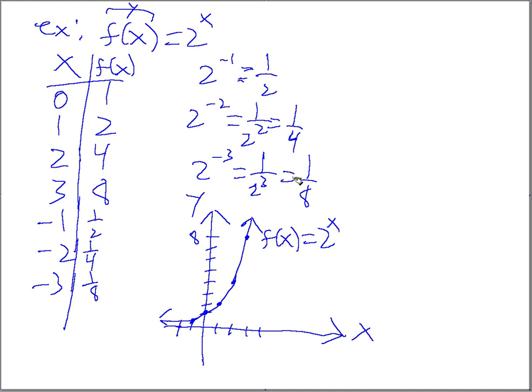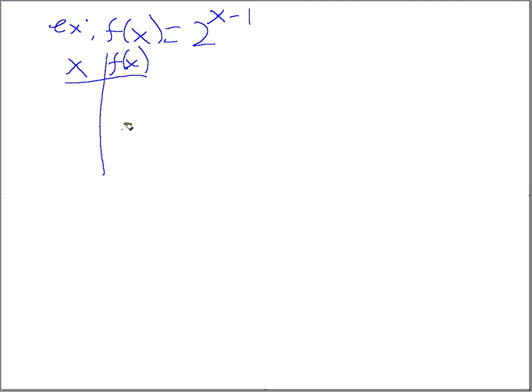Let me go and clear out the screen. Take a look at f of x equal to 2 to the x. Let's make it 2 to the x minus 1, for example. Let's try this one. Let's make a table here and graph this. Let's pick numbers for x here. So let's pick 0 for x again. Plug it in. 0 minus 1 is negative 1, so that's 2 to the negative 1, which is 1/2. Be careful on that.